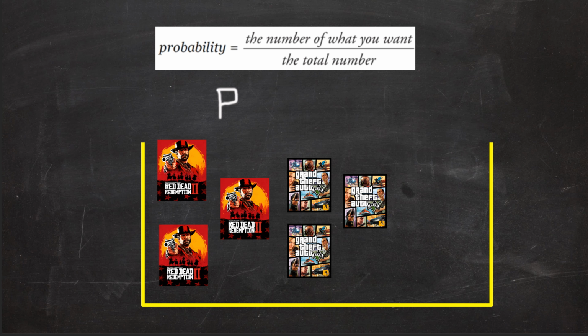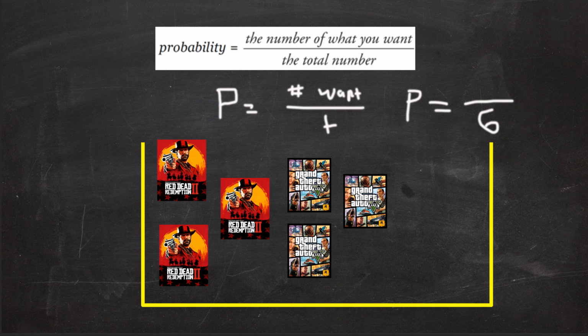So the probability of anything is equal to the number of what you want, and I'll explain that, over the total number. Total number is easy, but sometimes you need to do calculations to get it. Here in this example, the total number is 6. You simply count the number of items. So the total number would be 6.